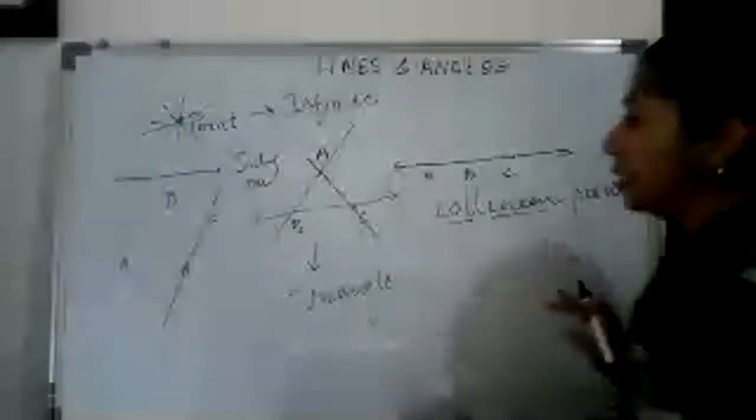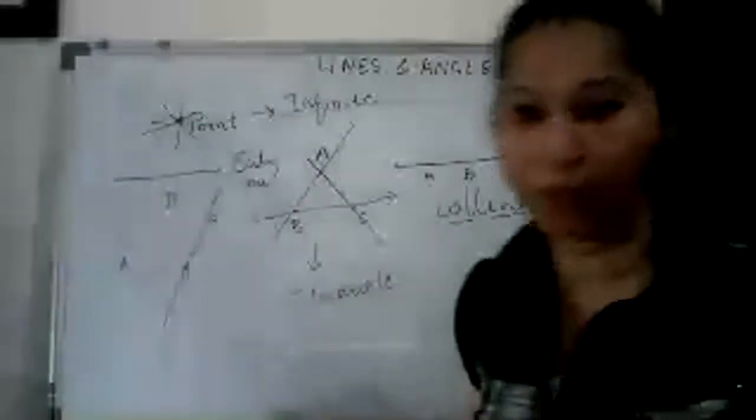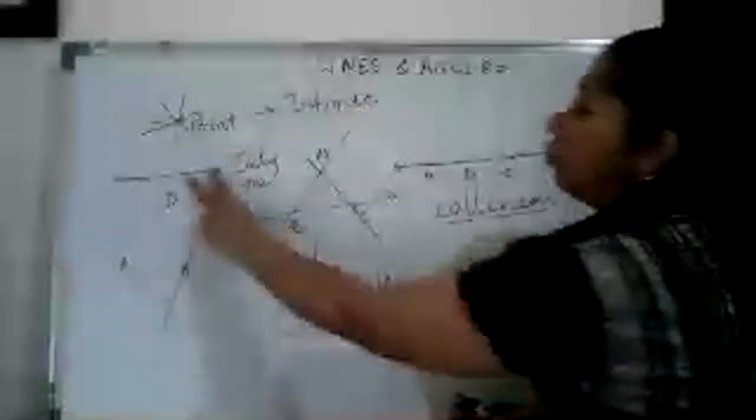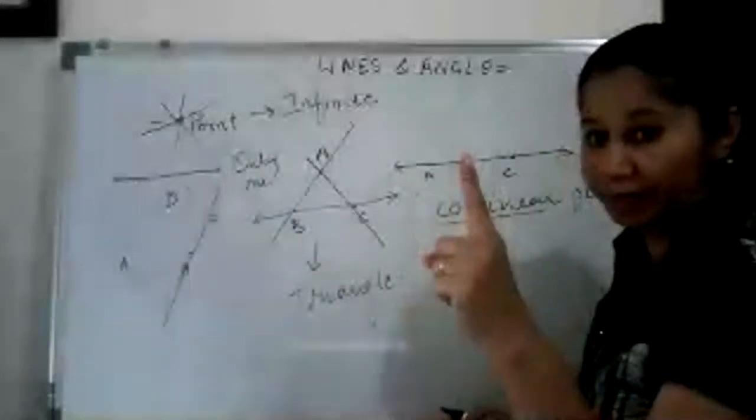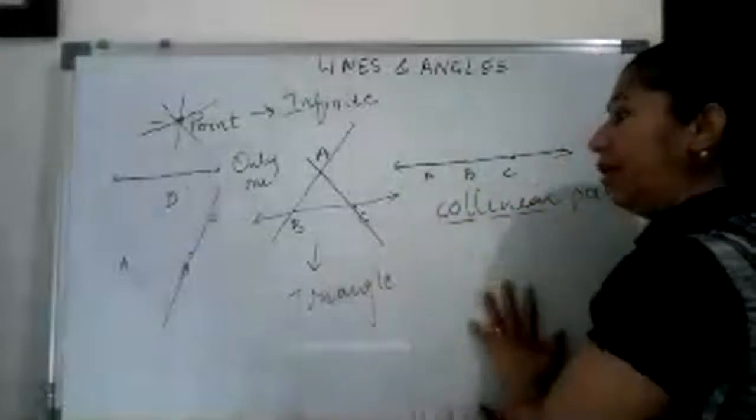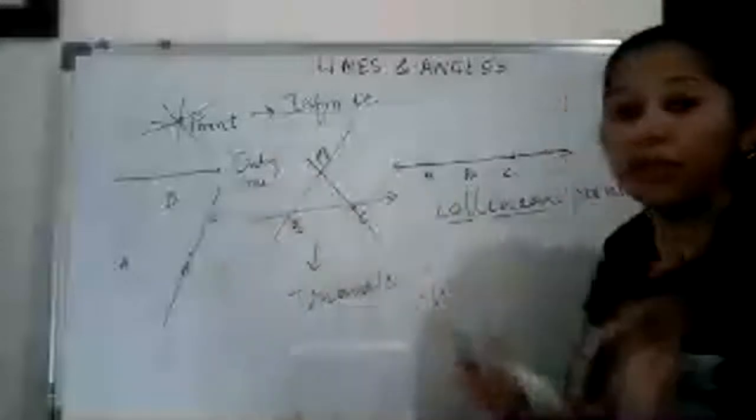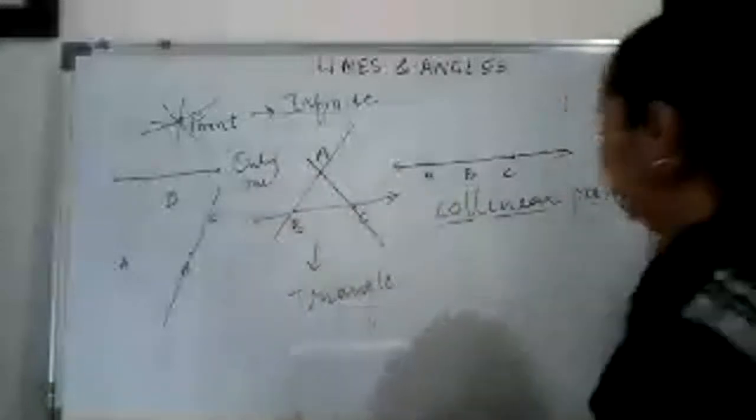So that means you require at least 2 points to draw a line. Remember this concept quickly. 1 point, infinite lines. 2 points, only one line. 3 points, if they are on the same line, we call them collinear points, right? And if they are non-collinear, what will they give you? A triangle. Fine?